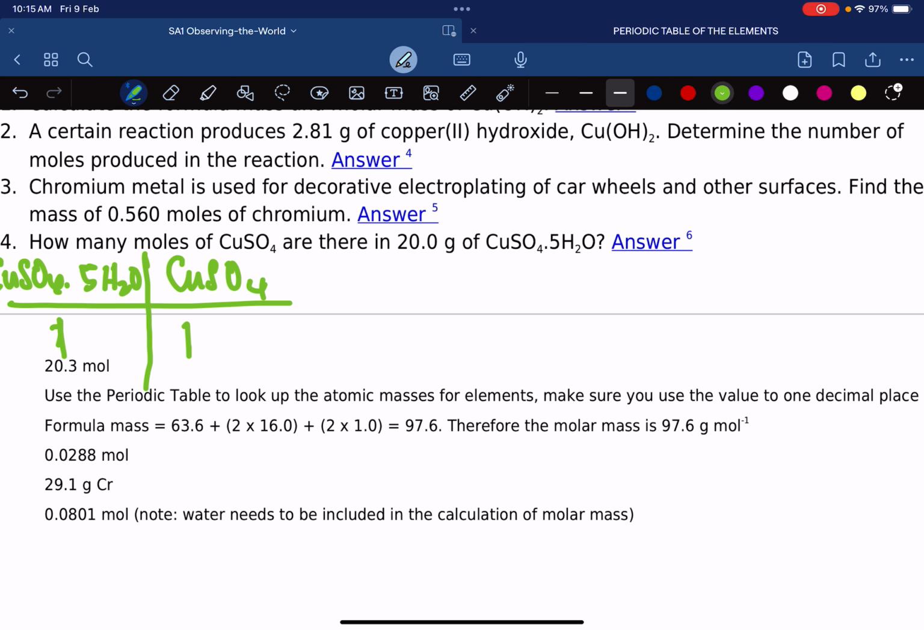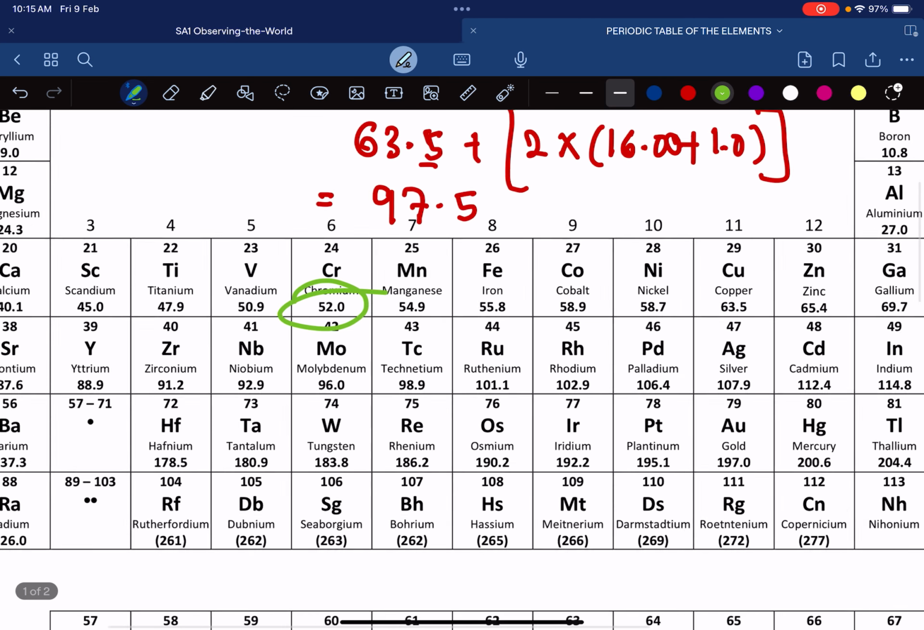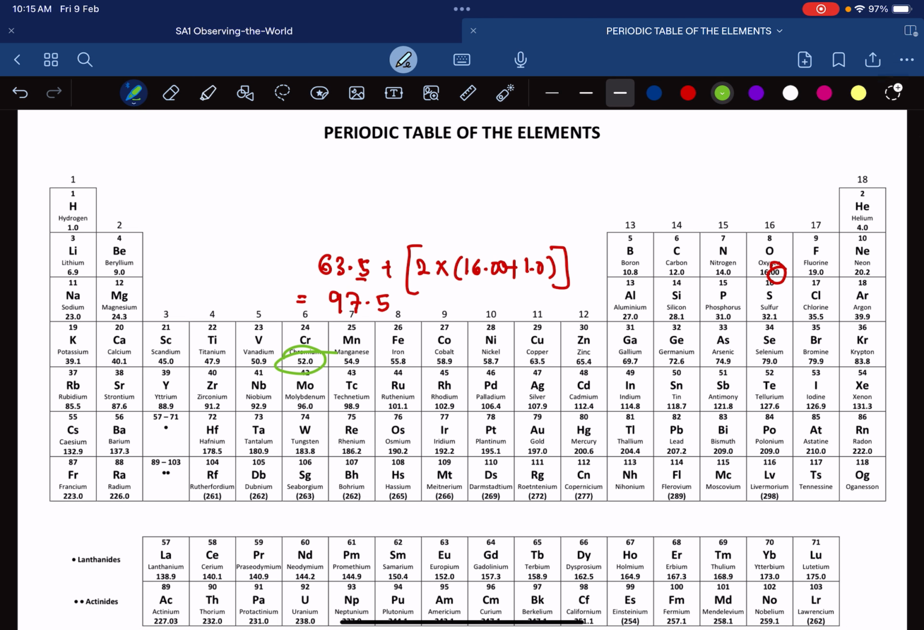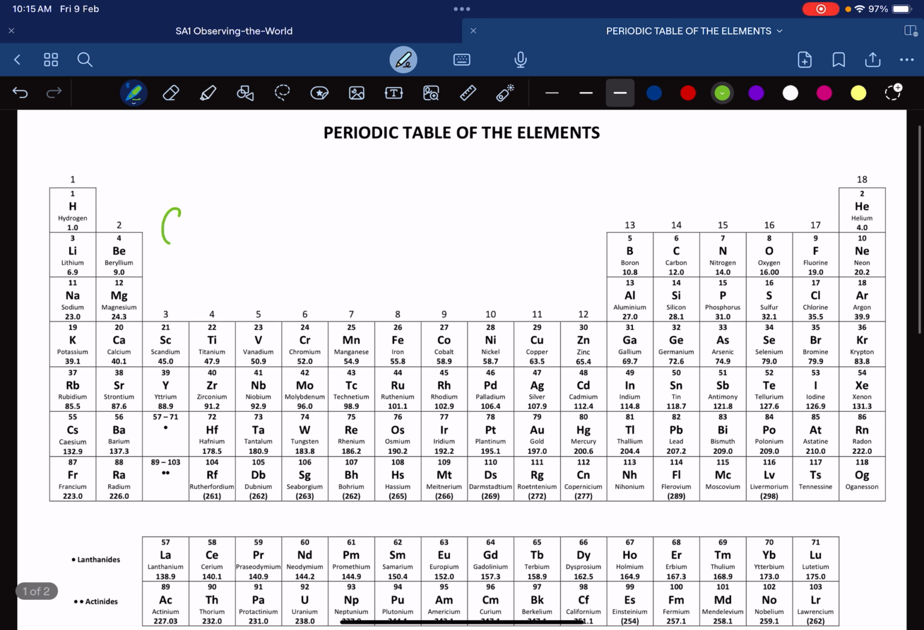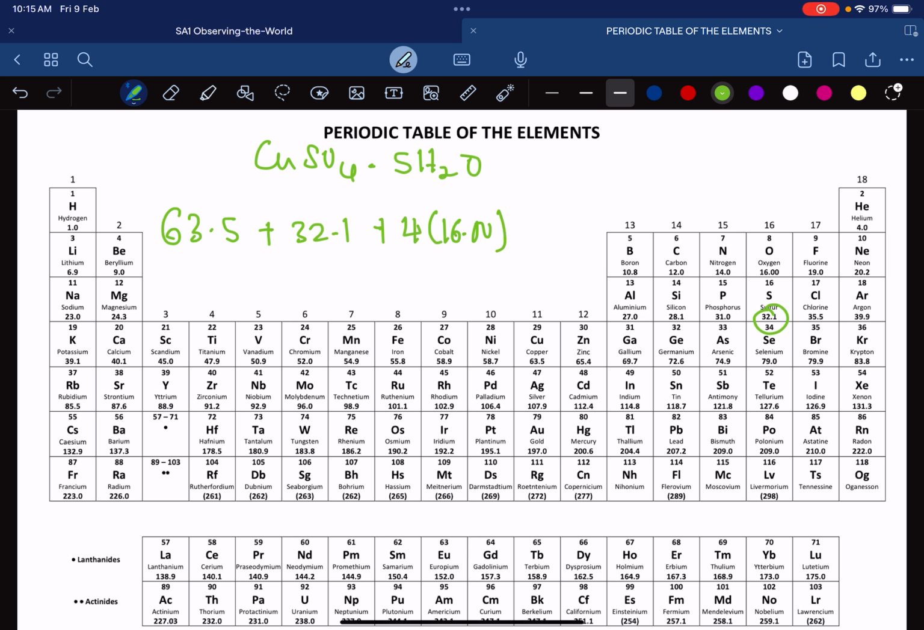So let's look at the periodic table. Let's clear the page. Let's look at copper. Where is copper? I see it. 63.5. So copper sulfate pentahydrate, that's what we're doing. So copper, let's look for sulfur. Sulfur is 32.1. Oxygen is 4 times 16.00, plus 5 water.